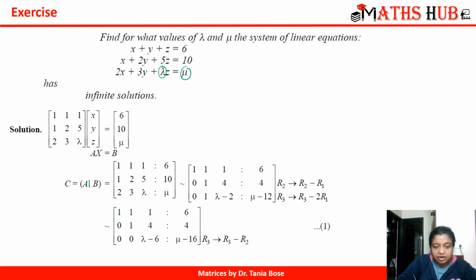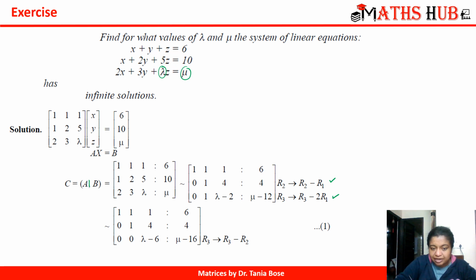Now we try to convert this. We apply the row transformations R2 is R2 minus R1, and R3 is R3 minus 2R1. When we apply these two transformations, we get 1, 1, 1, 6; 0, 1, 4, 4; 0, 1, lambda minus 2, mu minus 12. Then we can finally make this element also 0 by applying R3 is R3 minus R2.